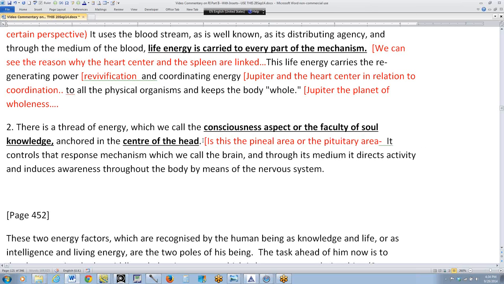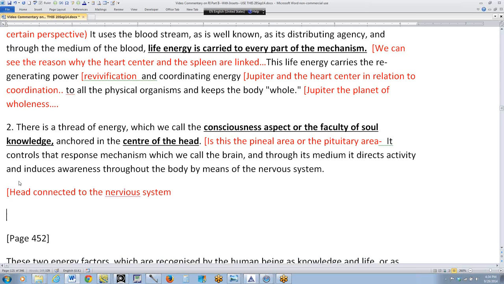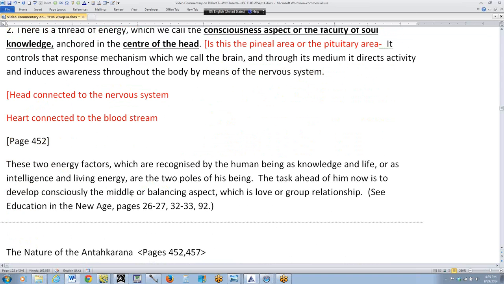Well, it seems that the head center goes directly down towards the center of the head when extended in its physical concretion. It controls that response mechanism which we call the brain, and through its medium it directs activity and induces awareness throughout the body by means of the nervous system. So, we have the head connected to the nervous system and the heart connected to the blood stream and the arterial and venous system. Okay, now these two factors, which are recognized by the human being as knowledge and life, or as intelligence and living energy, are the two poles of his being.